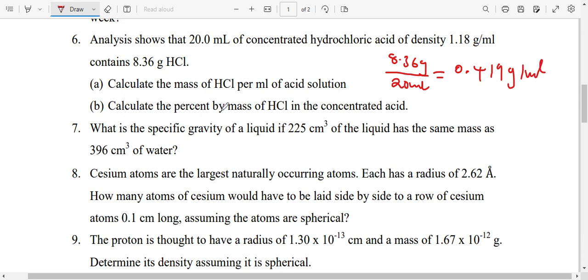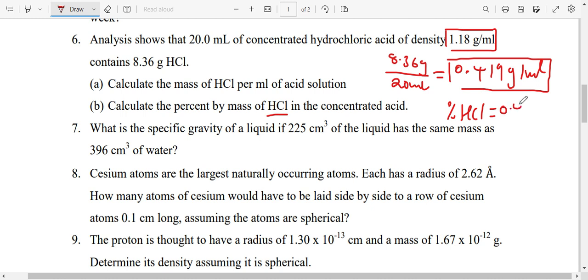And then the next one, calculate the percentage by mass of hydrochloric acid in the concentrated acid. We want to calculate the percentage by mass of the hydrochloric acid in the concentrated acid. Now, from what we have, from the 20 milliliters, we only have 0.419 grams per milliliter. But from the density, we are supposed to have 1.18 grams per milliliter. So to find the percentage of hydrochloric acid, that would be what we have, the 0.419 grams per milliliter, divided by what we are supposed to have, the 1.18 grams per milliliter, and then multiply that by 100%.